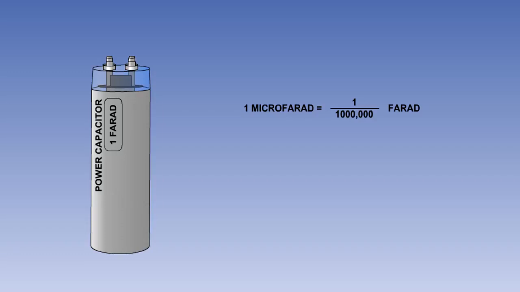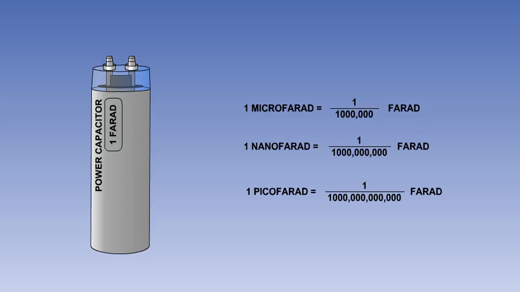1 microfarad is 1/millionth of a farad. 1 nanofarad is 1,000th of a millionth of a farad. And 1 picofarad is 1/millionth of a millionth of a farad.